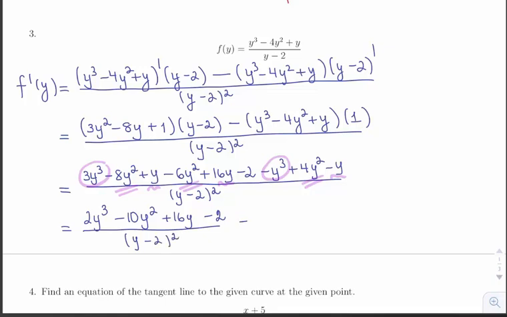Okay, well, we can factor out the 2 here. 2 times y cubed minus, let's see, what is this? 5y squared plus 8y minus 1, divided by y minus 2 squared.